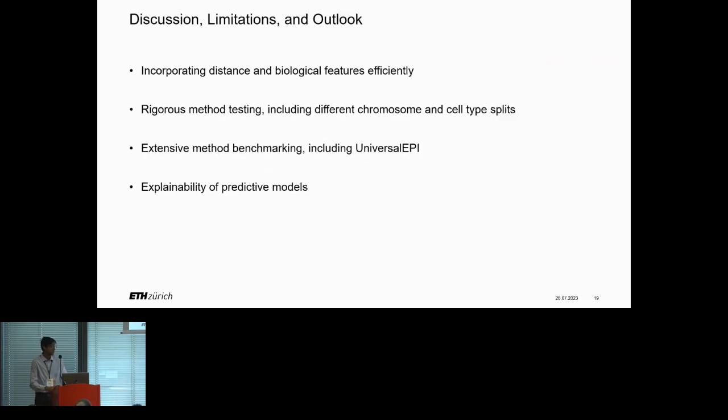Some points of discussion or limitations are that we still need to find an efficient way to incorporate distance and the biological features. We need rigorous method testing, which includes different chromosome splits and different cell type splits to ensure that there's no bias in our data. We need some extensive method benchmarking so that we can, in a fair way, compare UniversalEPI with the existing methods. And finally, we need to have some explainability in these kinds of predictive models, which we currently lack in stage 2. So we are working on that.